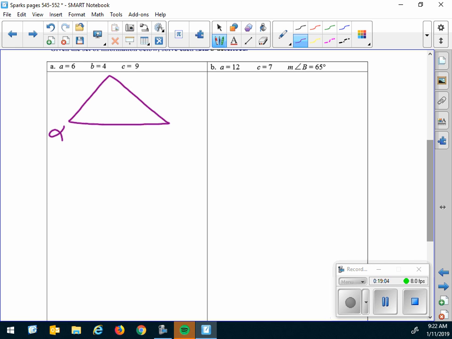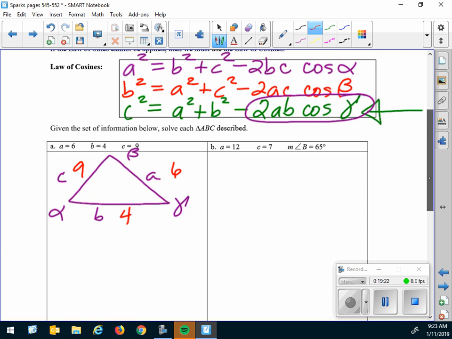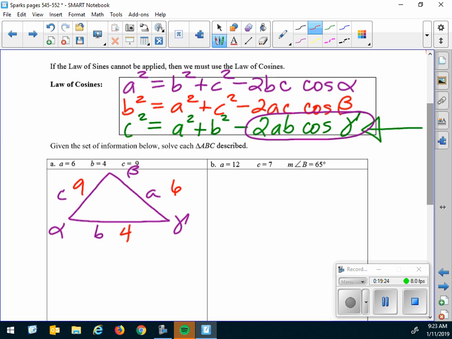I'm going to go angle alpha, angle beta, and angle gamma. There's side A, side B, side C. And then I'm just going to put stuff in that I know. A is 6, B is 4, and C is 9. I know all of the sides. I need to find the angles. So we're just going to pick one of these. It doesn't matter which one we start with. Why don't we start with the top one, the one in the purple?